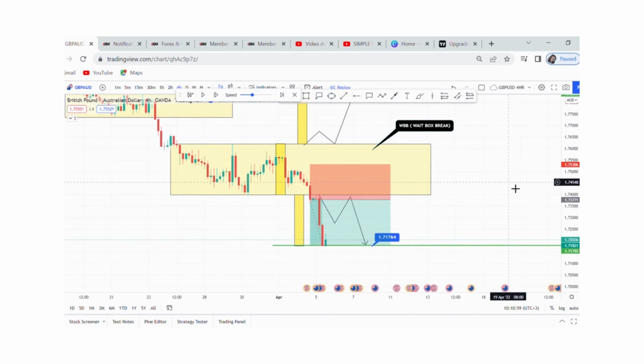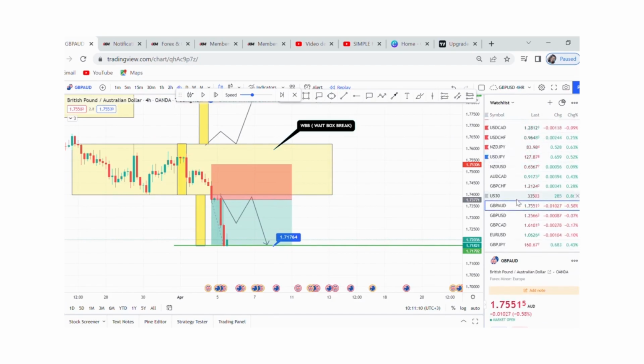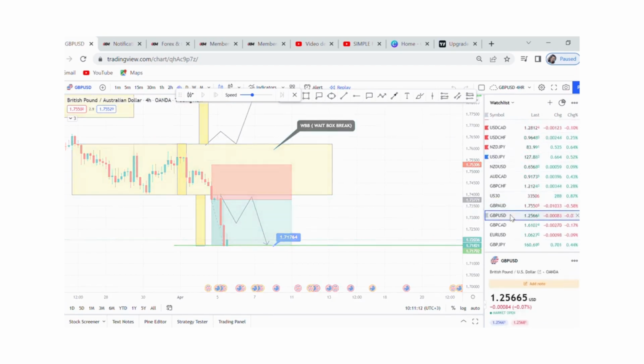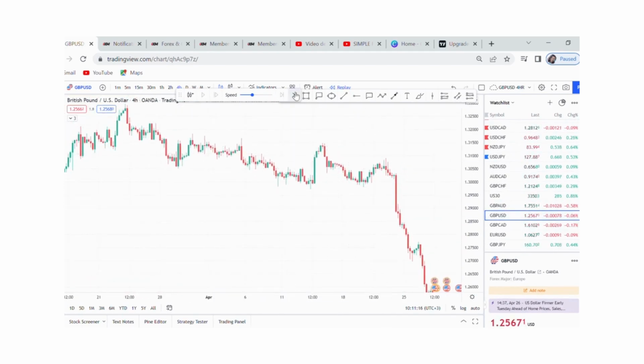And if you don't believe me, this is GBP AUD. We can do another pair. I have tested this strategy on very many pairs. We can go to GBP USD and test this strategy. You can see this is a very big channel. We can try and cut that out.